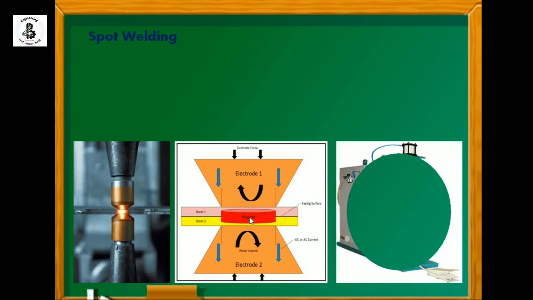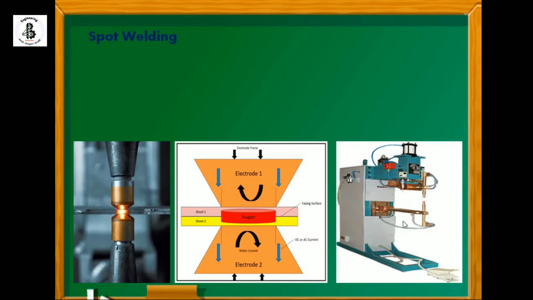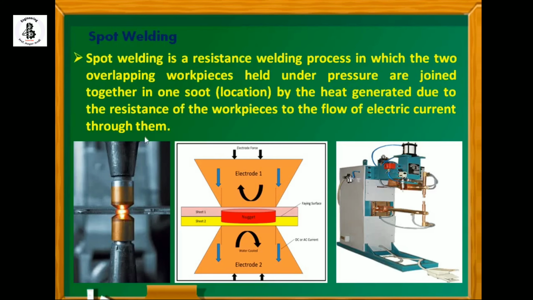Now just you can see the whole setup of the spot welding process. Basically, spot welding is a resistance welding process in which 2 overlapping workpieces held under pressure are joined together in one spot by the heat generated due to the resistance of the workpieces to the flow of electric current through them. So basically it utilizes the resistance to the flow of the current.